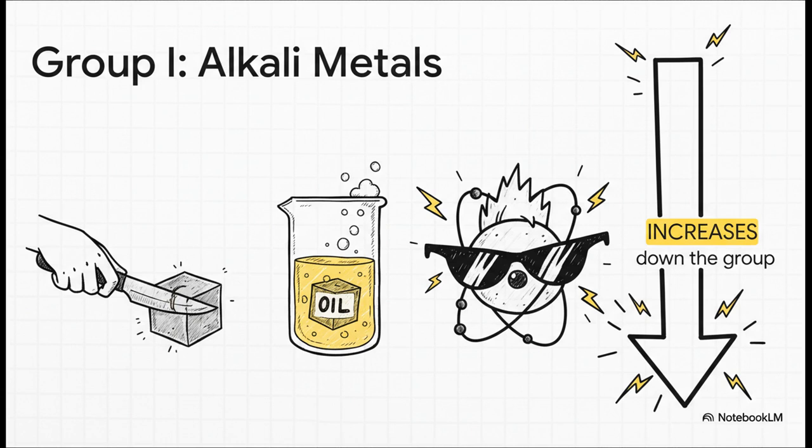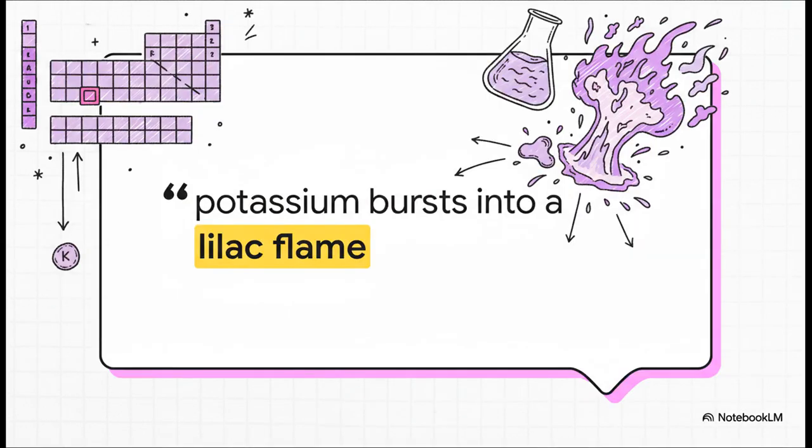And their reactivity gets even more intense as you go down the column. The reason is that their single outer electron gets further from the nucleus, which makes it way easier to just give away in a reaction. If you want a perfect example of what I'm talking about, just look at potassium. When you drop a piece of it in water, it doesn't just fizz a little. No, it bursts into this beautiful, violent lilac flame.